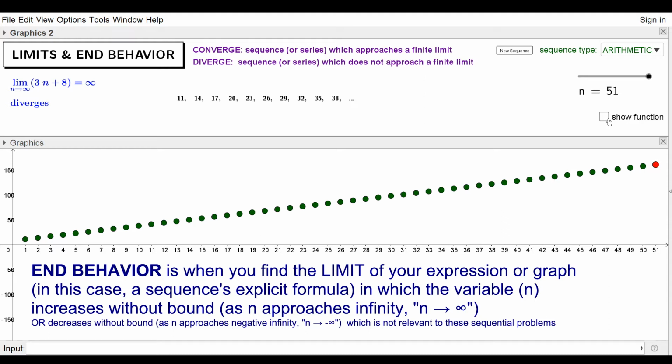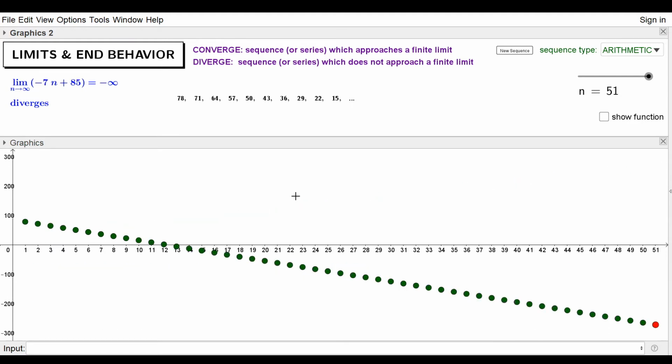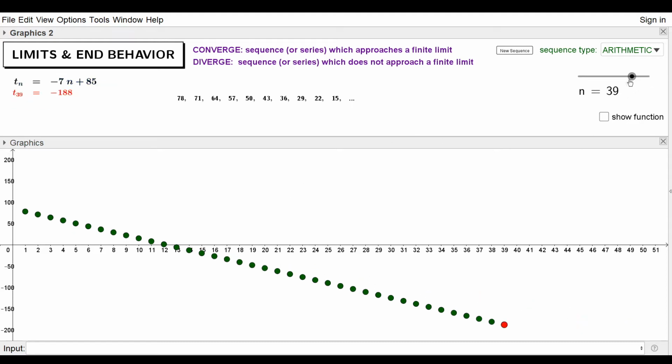Now, it's not going to really make a difference what kind of arithmetic sequence you have. They're all going to diverge. Here we have an arithmetic sequence whose common difference happens to be negative 7. You can see just by the pattern of dots that this is going to approach negative infinity. It still is divergent. Now, sometimes students get a little confused because they think it should stop at a different value. But let's go back to the 10th term.